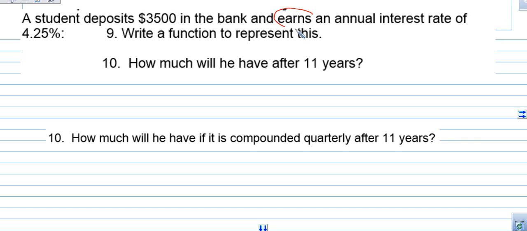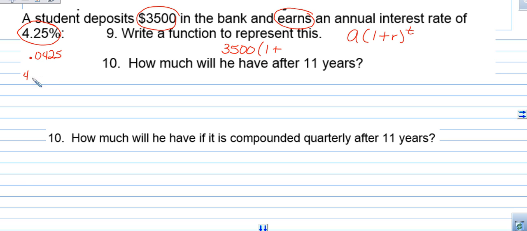Since it says the word earns, we know it's growth. And so we'll use the general growth formula, a times 1 plus r to the t. And now we can substitute in things that we know. The A stands for the starting value. Well, we started with 3,500. And then we put 1 plus, and then our rate is 4.25%, which is the same thing as 0.0425.